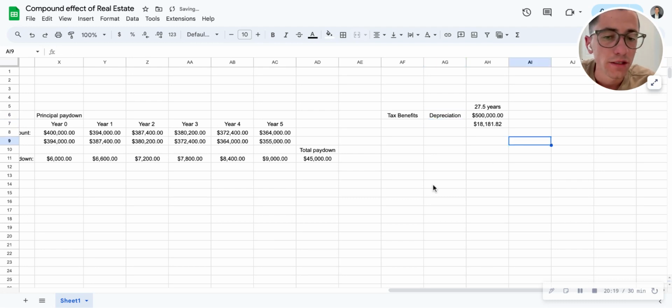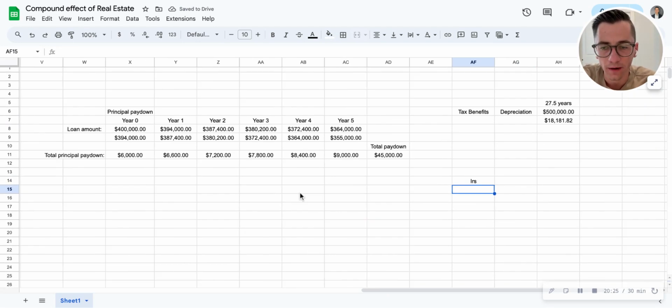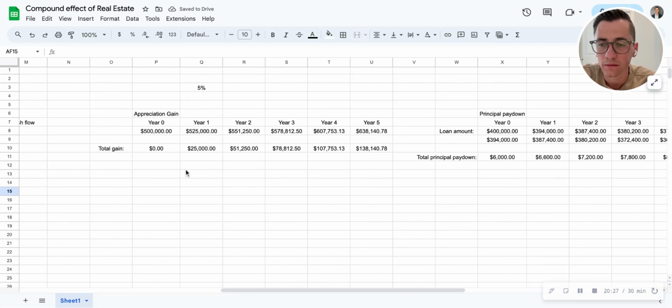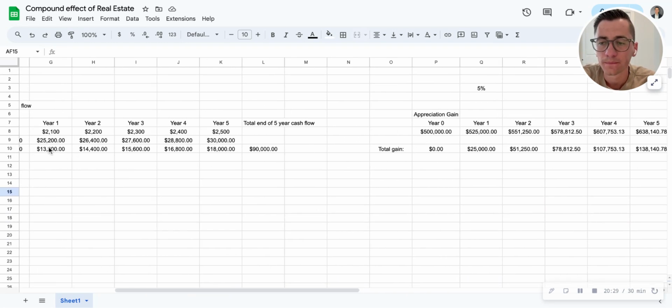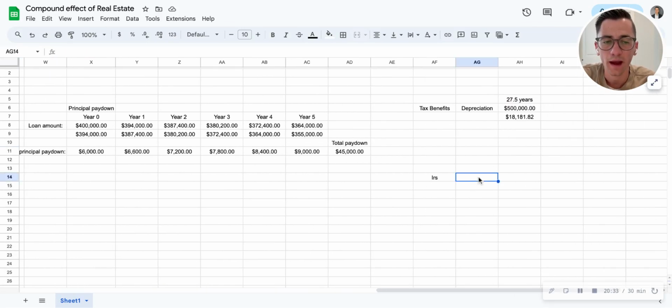Depreciation. Okay. So at the end of the year, you get to say, hello, IRS, I made, let's just say it's year 1, I made $13,000. But my property also depreciated $19,000.